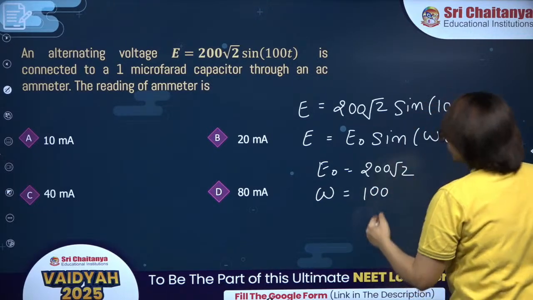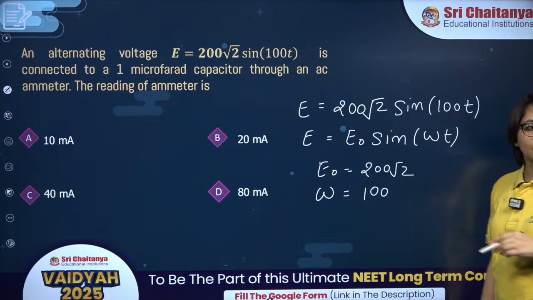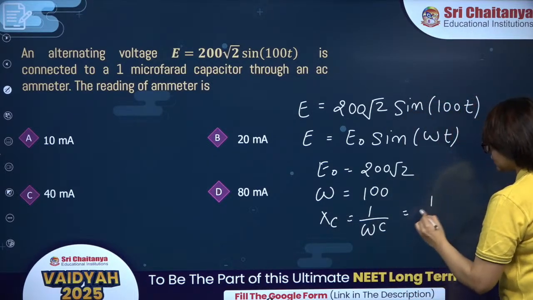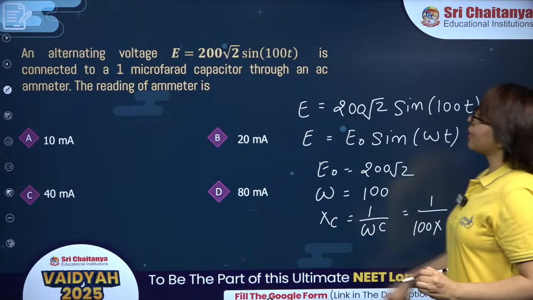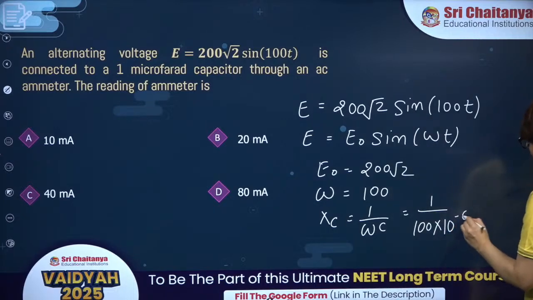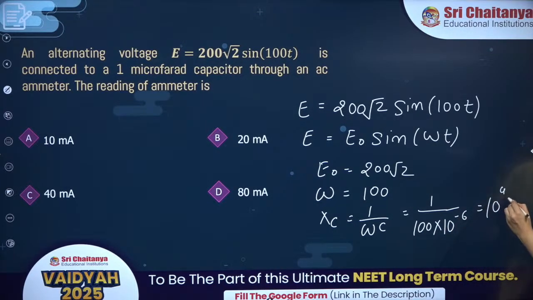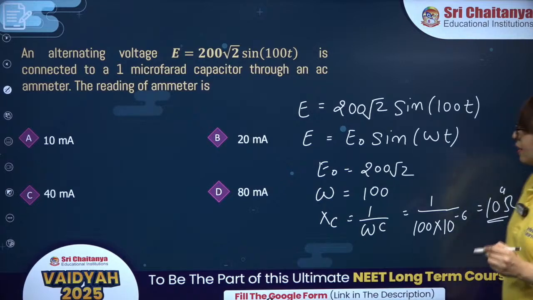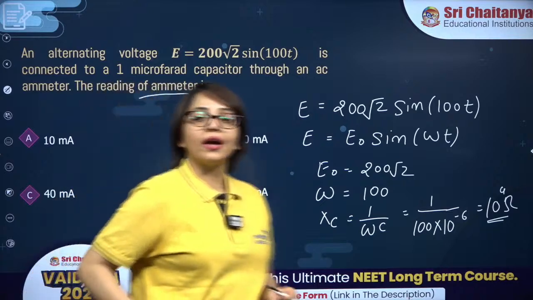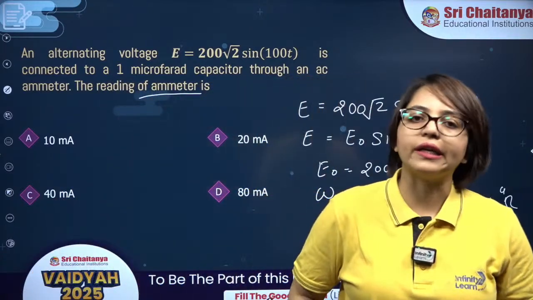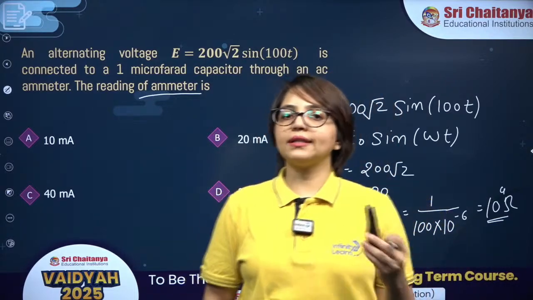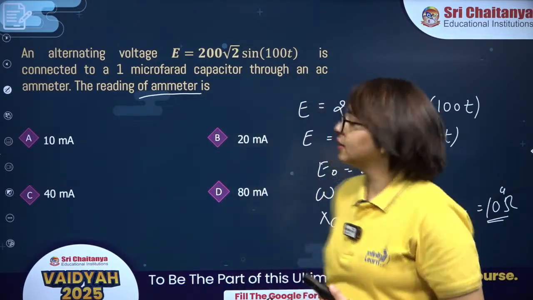Okay? We are connecting it through the capacitor. So XC, capacitive reactance will be 1 upon omega C, which is 1 upon 100 times C. C is 1 microfarad, which is 10 to the power minus 6 farad. So it will be 10 to the power 4 ohms. That is the XC value. We have to find the reading of ammeter. So reading of ammeter is RMS value of the alternating current, not the peak value, not the average value, nor the instantaneous value, but it is RMS value of the alternating current, right?